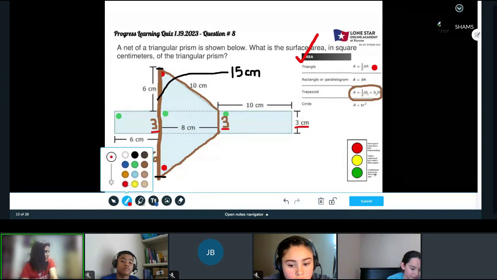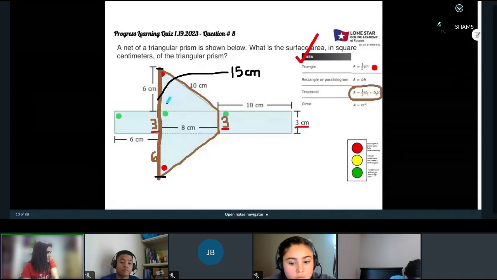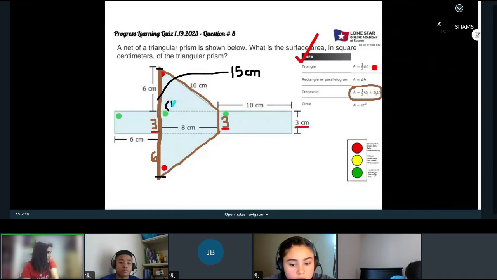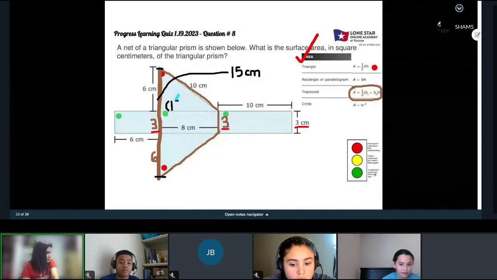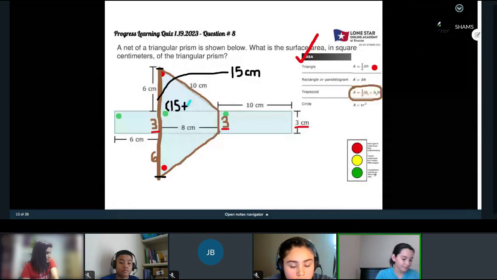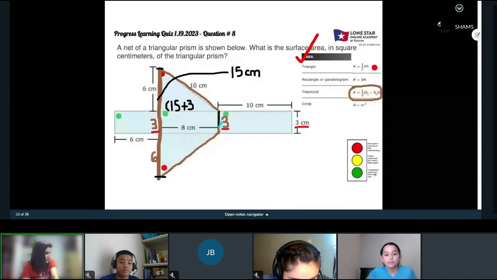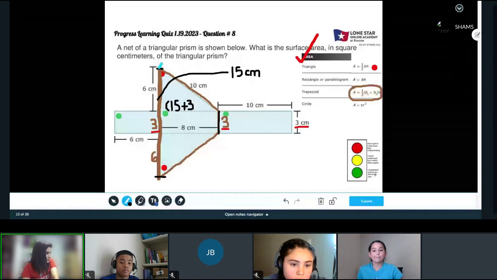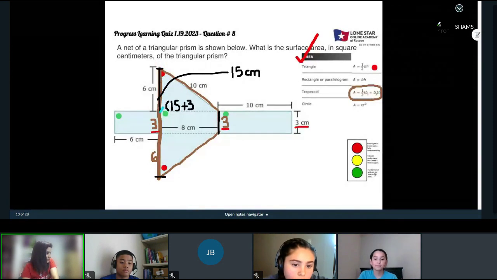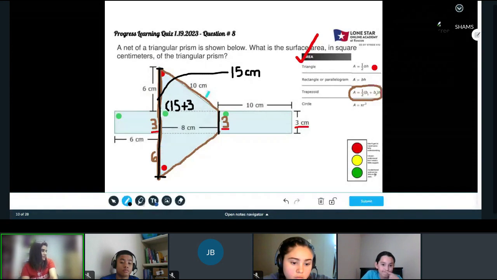Okay, let's go ahead and add the bases. So you want me to add the bases. So I'm going to do 15 as the first base plus 3 as the second base, right? Yes. And for those watching the recordings, these are the bases, the parallel sides. This is one base, and this is the other base. 15, the longer one, 3, the short. We added the bases.